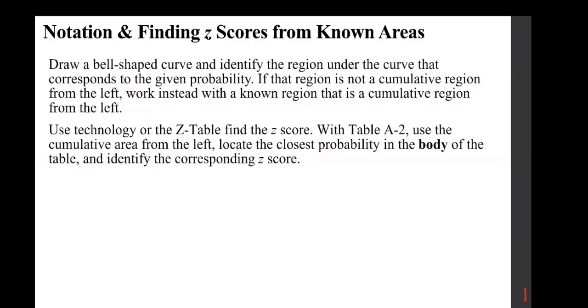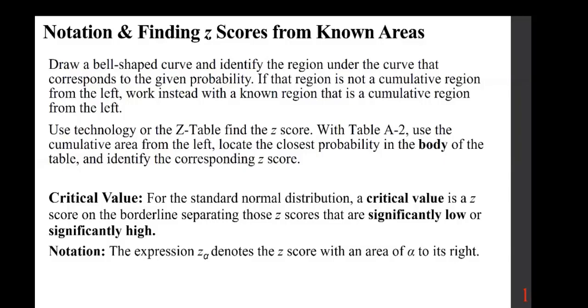Use technology or the z-table. Find the z-score. With table A2, use the cumulative area from the left, locate the closest probability in the body of the table, and identify the corresponding z-score. So in short, use the table or technology. Either way, you can find the answer.